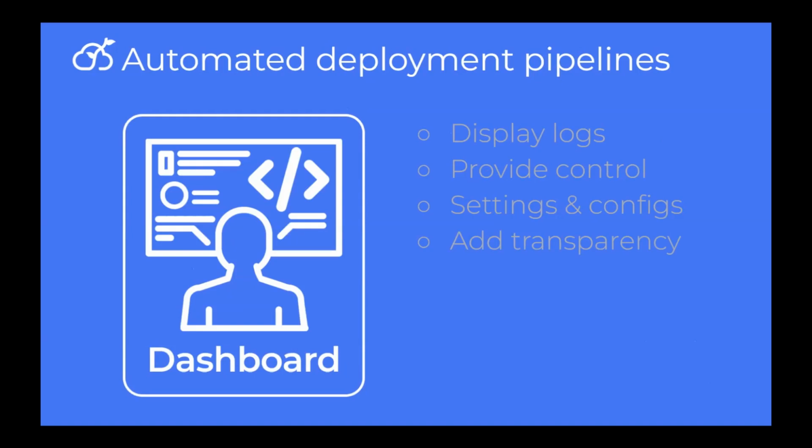Deployment pipelines also commonly include a centralized dashboard that teams can use to interact with and collaborate on shared deployment pipelines. A dashboard can display build server logs, provide manual controls over the pipeline, offer ways to configure settings, and generally introduces transparency to the work carried out by the build server.